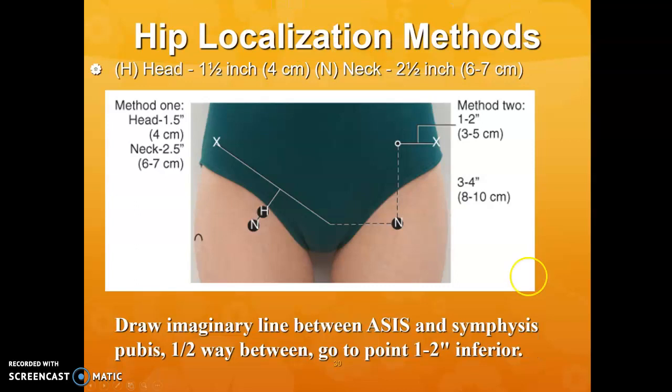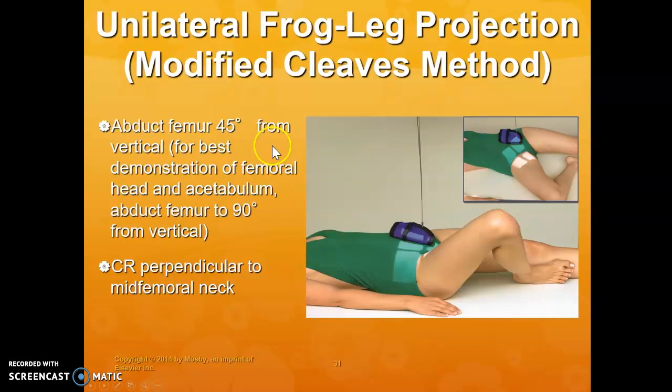I do not use this method. I put my 10 by 12 cassette, simply the top border of it, at ASIS, and I center midpoint of the leg. And I'll show you both in the lab, and you can find what works for you.